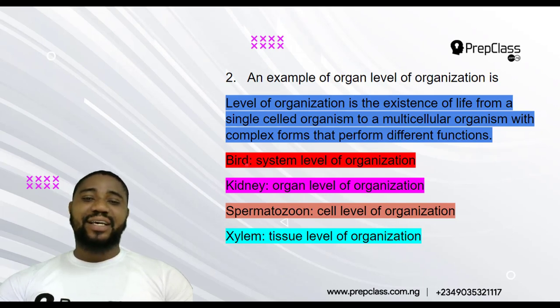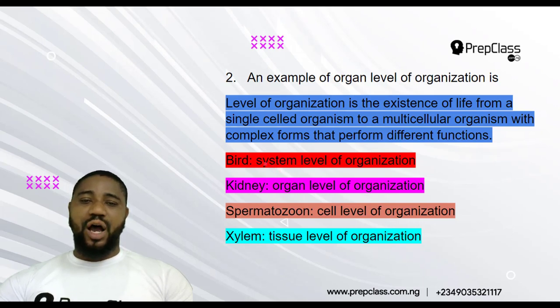A bird has a perfect or a good circulatory system. It has a four-chambered heart, a type of circulatory system. A bird has a nervous system. It can respond to stimuli. So a bird consists of various systems, just like man. So it belongs to the system level of organization.